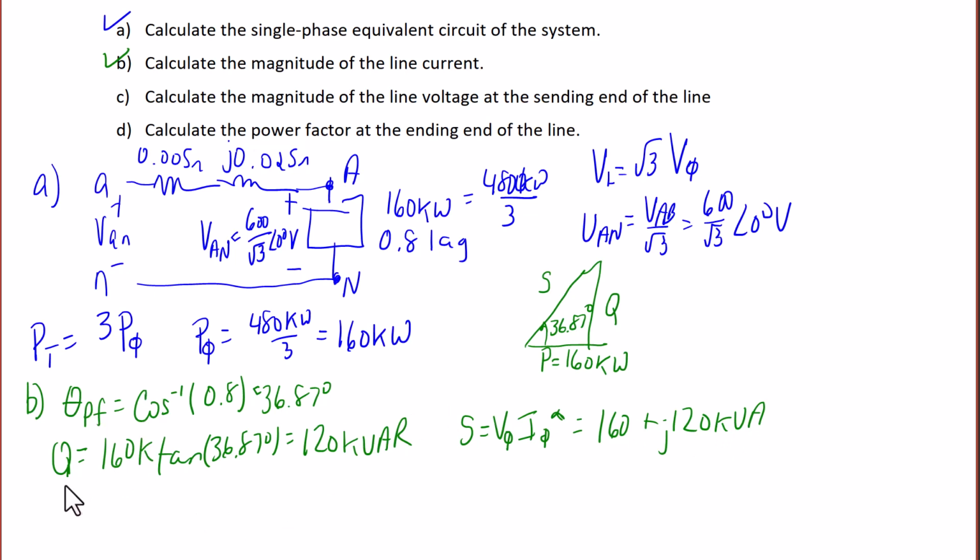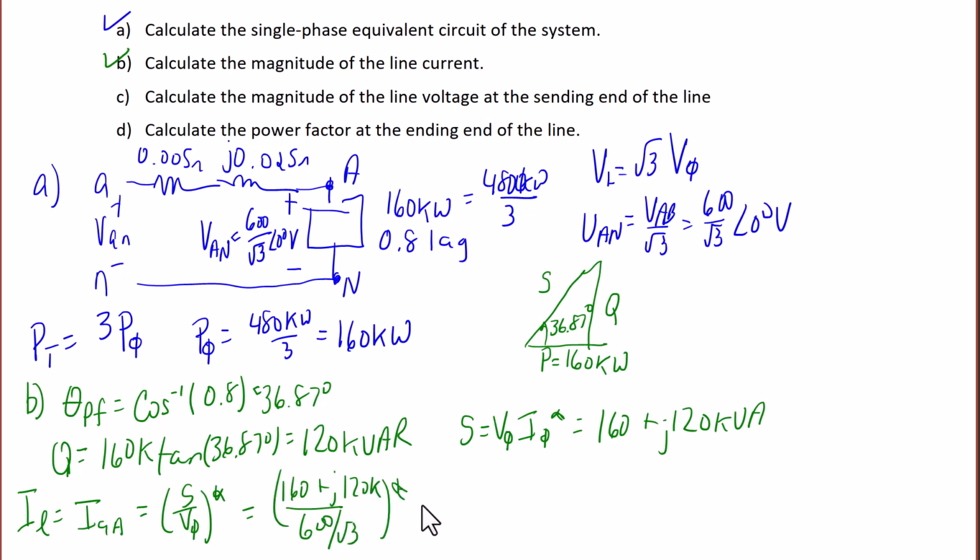So that means if I want to find the line current, which is equal to I_a, lowercase a, then that's going to be equal to S over V phase conjugate. So that equals 160 plus j120k, divided by 600 over the square root of 3, conjugate. And we get that that current is equal to 577.35 with an angle of negative 36.87 degrees. And the units are amps.